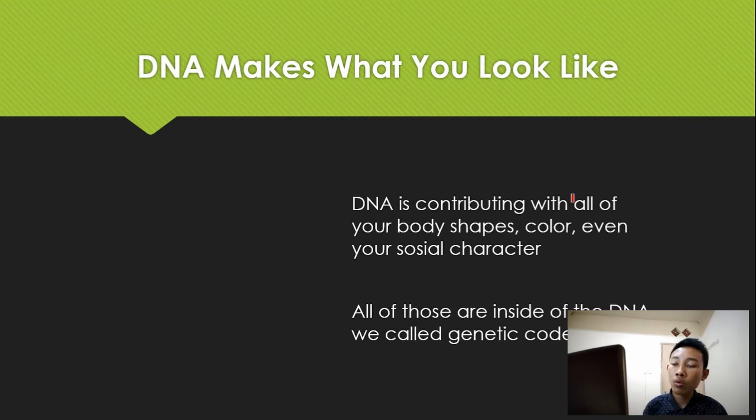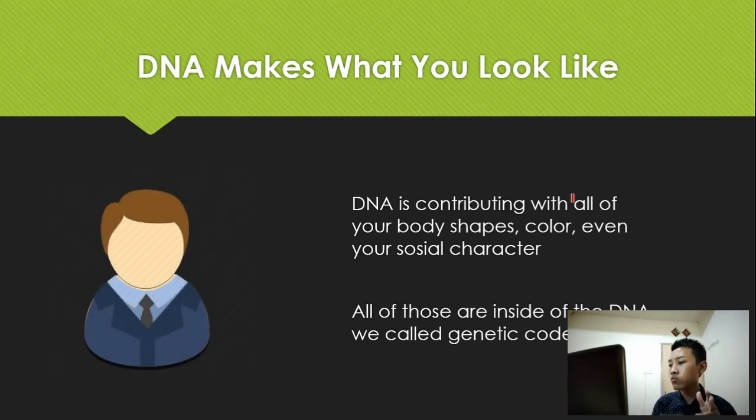DNA makes what you look like. If you go around and watch other people, maybe you wonder why there are people with brown hair, gray hair, black hair, and yellow hair. What is the cause? Why is it possible? It is caused by their DNA. DNA contributes to your body shape, color, even your social character. All of those are inside the DNA. We call it the genetic code.